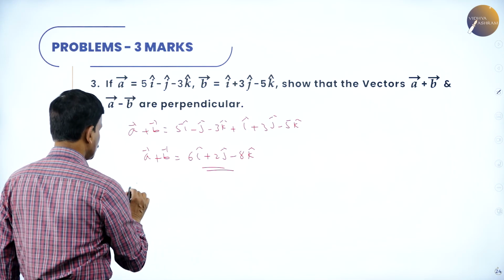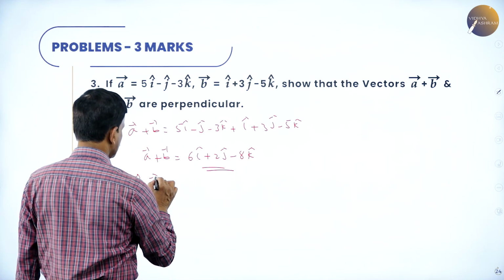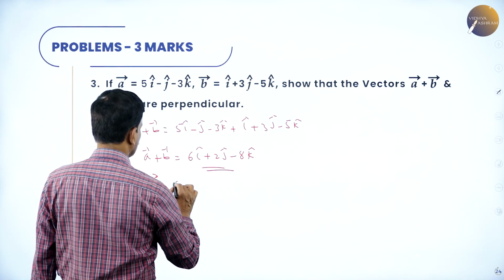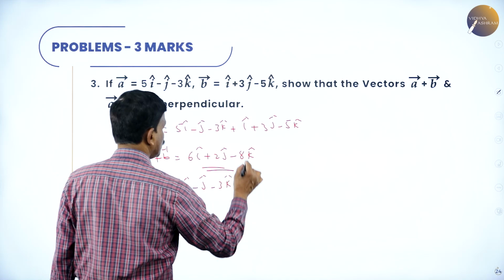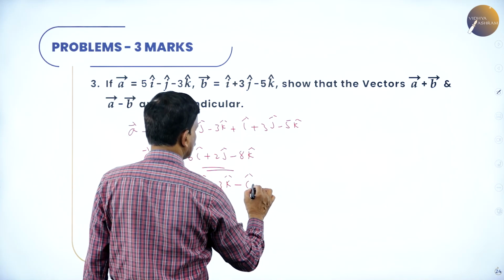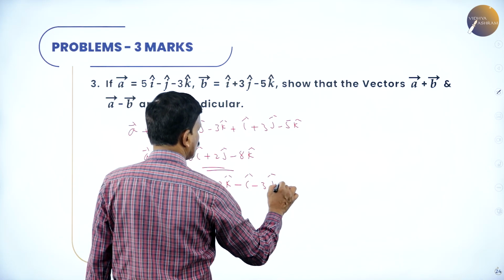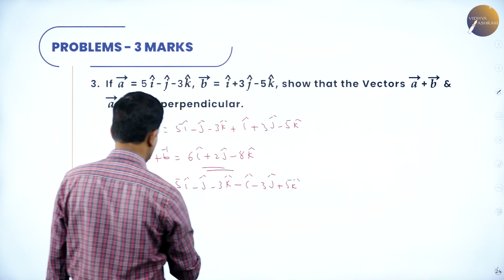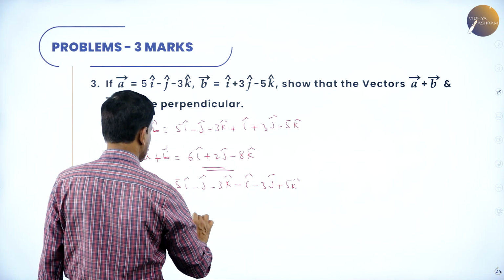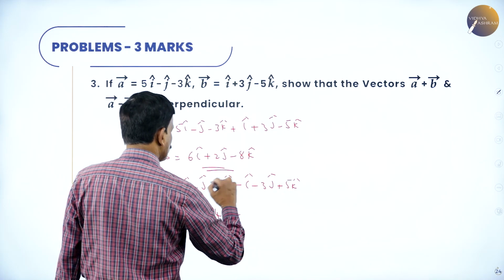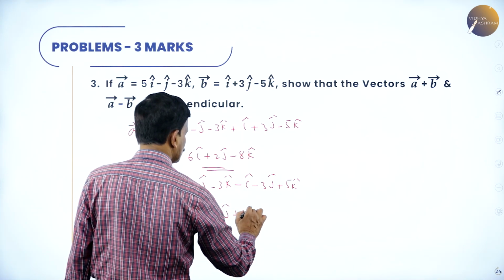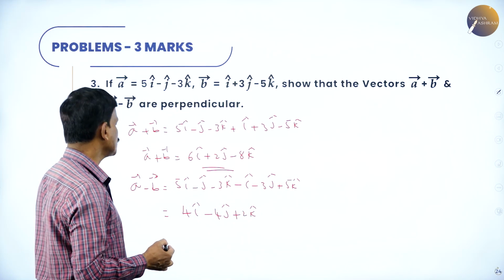Now A minus B. Similarly, the difference A minus B is equal to, what is A? 5i minus j minus 3k minus, multiply by negative sign, i plus 3j minus 5k. What is this equal to? 5i minus i is 4i, minus 3 minus j is minus 4j, plus, minus 3 plus 5, sorry, 5 minus 3 is plus 2k.